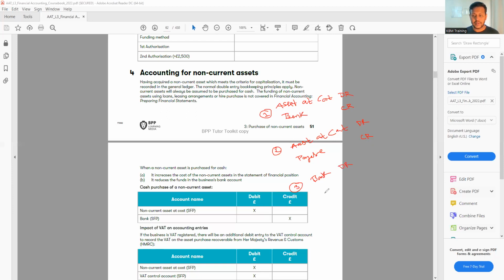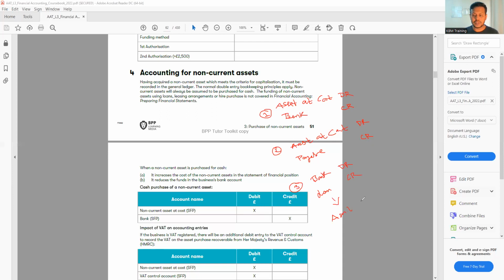And the loan will create a liability. So loan account will be credit, because if we take a loan, it is a liability for us. You have to pay the loan back. So loan will be credit. And later on, if I use this loan to buy the asset, then asset will be debit.